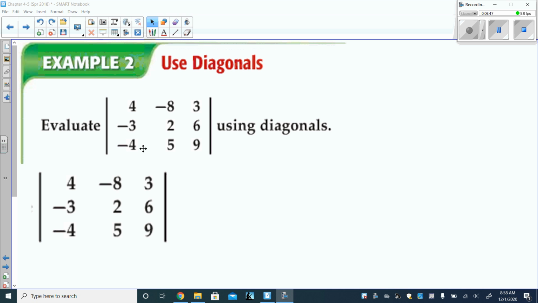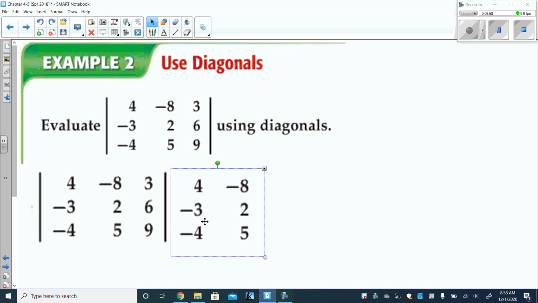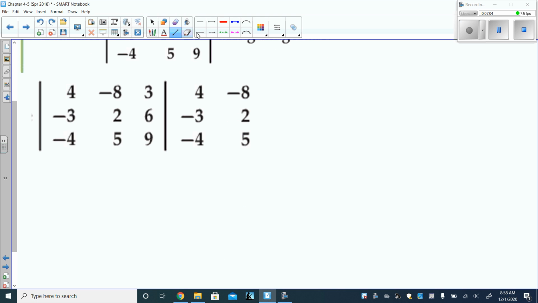So again, we're going to evaluate this determinant using diagonals. Now the first thing we need to do is rewrite the first two columns over on the right hand side of the matrix. That is what we do first. Now we're going to take our diagonals going this direction here.